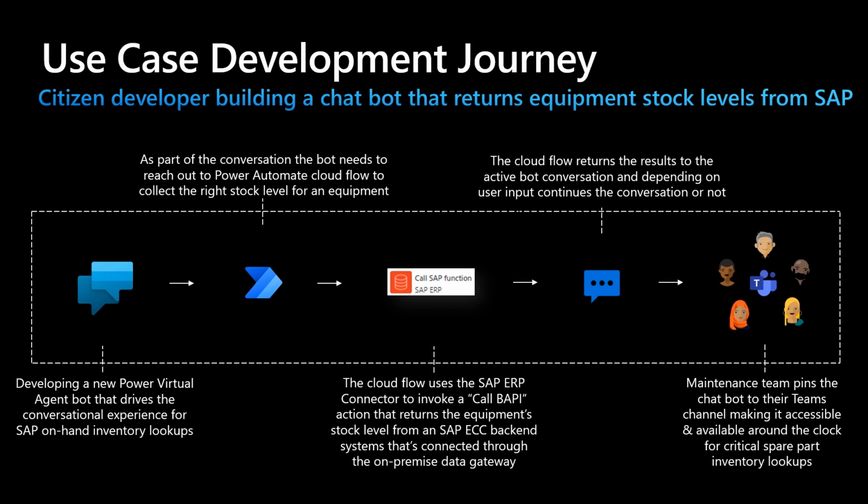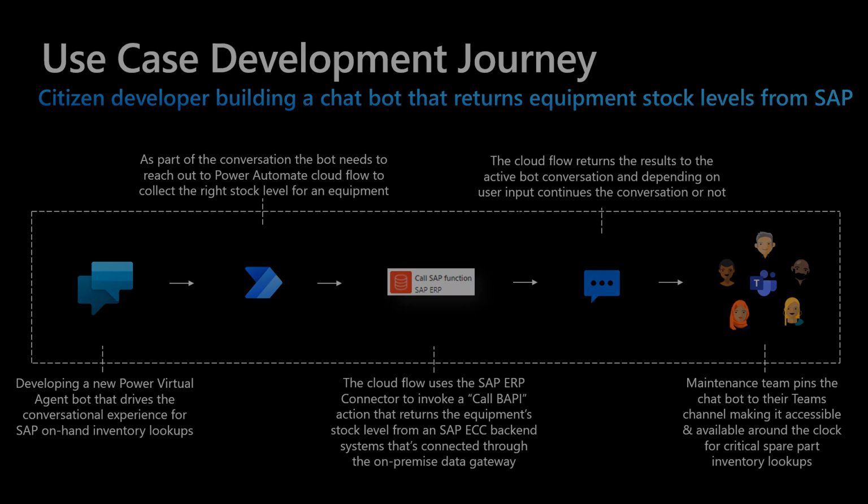The results are then returned to the active chat dialog, and depending on user input, it continues the conversation or ends it by presenting a satisfaction survey. The maintenance team pins the newly developed chatbot to their Teams channel, making it accessible to everyone who has access to the bot 24 hours a day, 7 days a week to check for on-hand inventory or equipment and critical spare parts without having to log into an SAP system or any VPN connectivity. All right, let's get started.